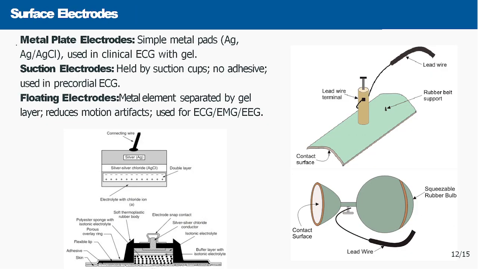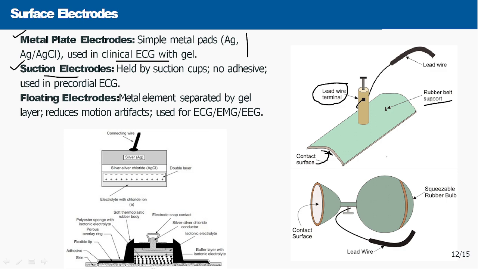Now, the different types of electrodes, as we have already discussed, include metal plate electrodes. In the metal plate electrode, you can see there is a contact surface, then we have some lead wire terminals and then the rubber support belt. So, this will be placed over the surface of the body, and we place some electrolyte here when we place them on the surface. They are clinically used in ECG, but they are more prone to motion artifacts. So, that is why, for more firm attachment and stability, we can go for suction electrodes.